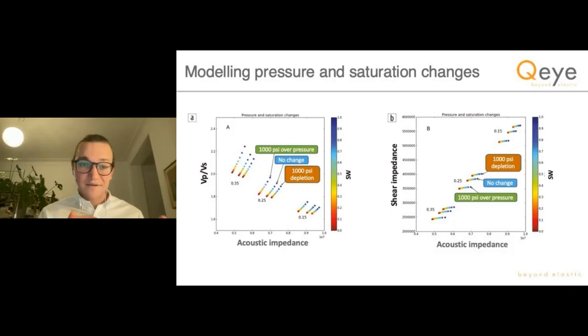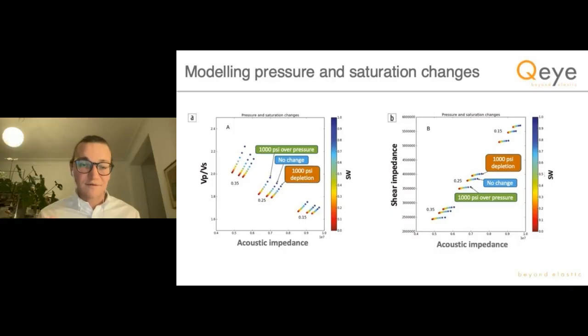So you can see how having those two dimensions allows us to potentially separate between the fluid effects and the pressure effects. And in fact, you can see this even more obviously on the plot on the right, which is showing acoustic impedance versus shear impedance. Here, for changes in water saturation, by and large, all the change that's occurring is on the x-axis, so all pretty much in the VP, and the reason for that is that fluids don't have shear modulus.